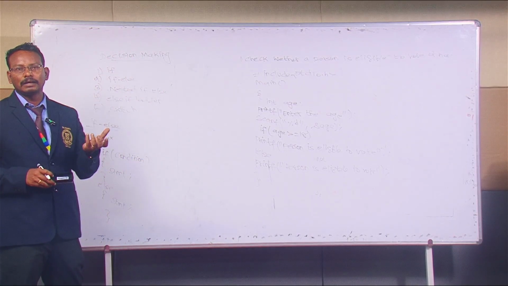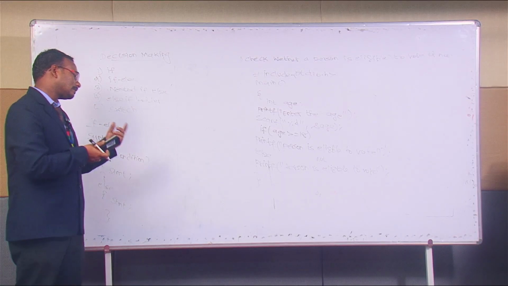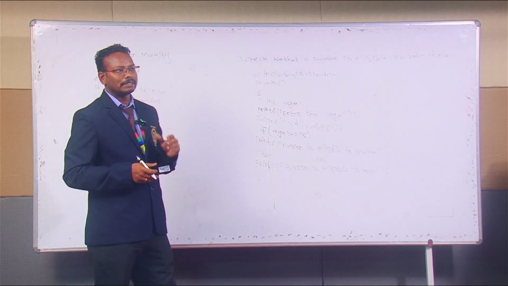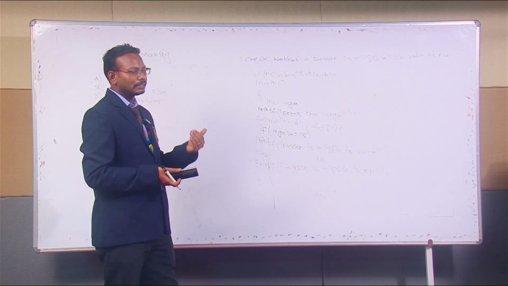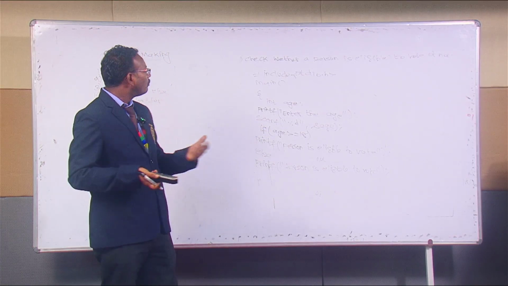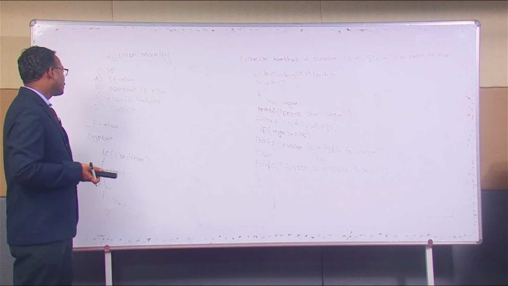If a person's mark is greater than 90, they should be considered as O. If it is 80 to 90, it should be A plus, or 70 to 80, it should be A, or if it is less than 50, it should be considered as U. For conditions like that, nested if else is needed.